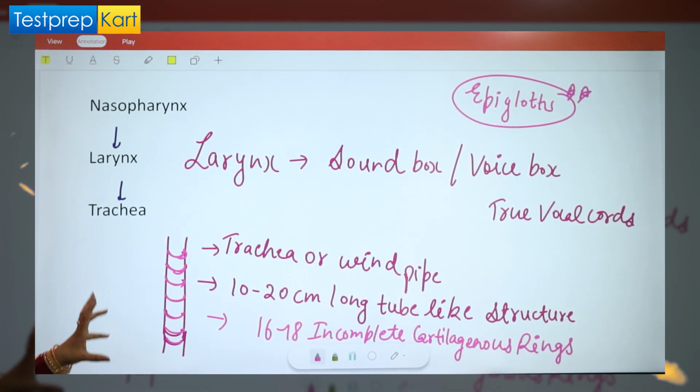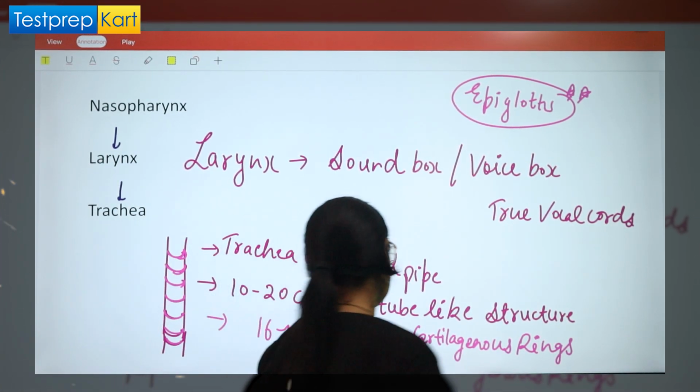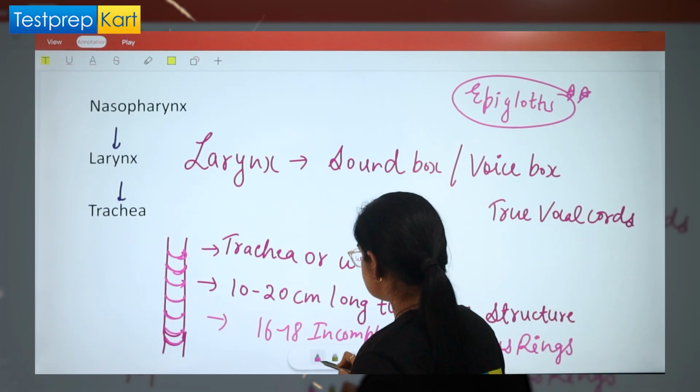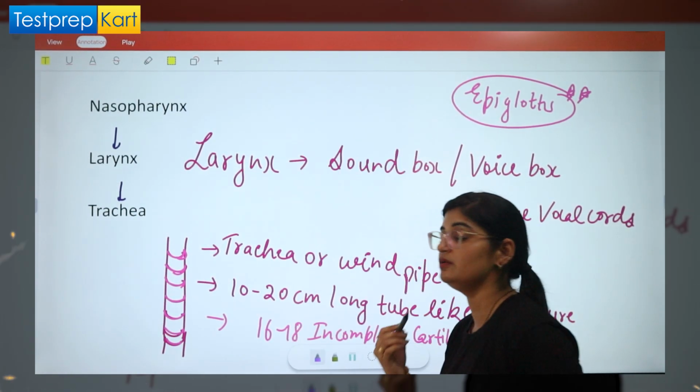Now, these are the main points regarding the trachea, right? This trachea is basically a long tube-like structure, and it is part of the respiratory passage.